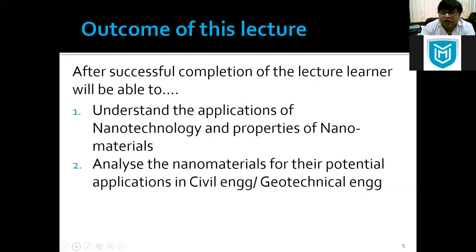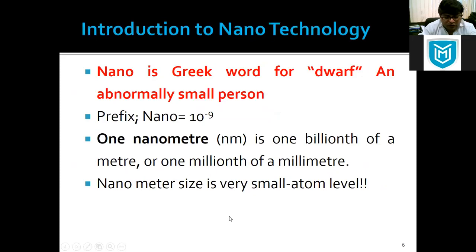So what is the outcome? Why are we conducting this? At least after the successful completion of this lecture, because we are preparing for NBA and we are taught that nothing should go waste, I'm sure that you will understand what are the applications of nanotechnology and various properties of the nanomaterial, and analyze the nanomaterial for their potential application in civil or geotechnical domain. So these are the two outcomes which I'm expecting that you will be able to learn.